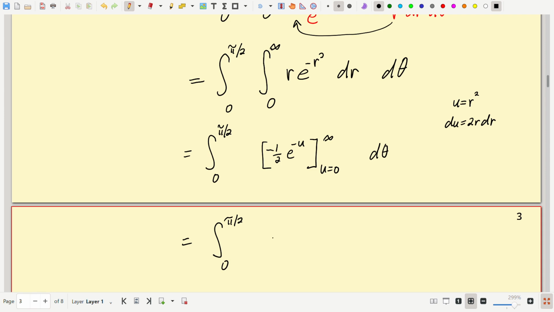One half. Oh yeah. That's e to the minus infinity would be 0, and e to the 0 is 1. So that'd be 0 minus a half. That's a half. And so that would be pi over 4.